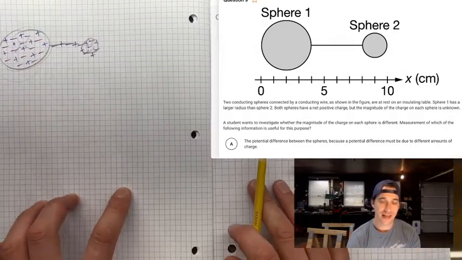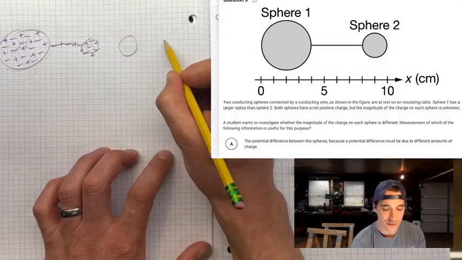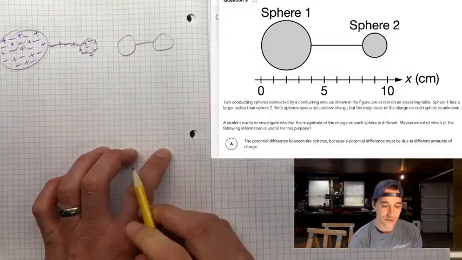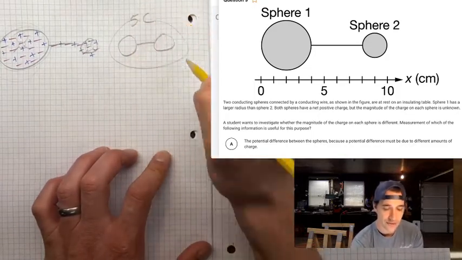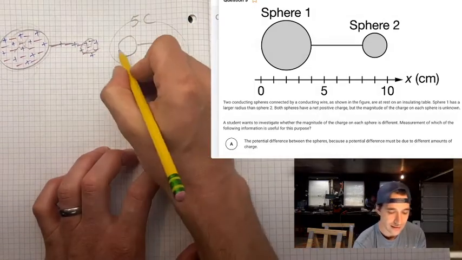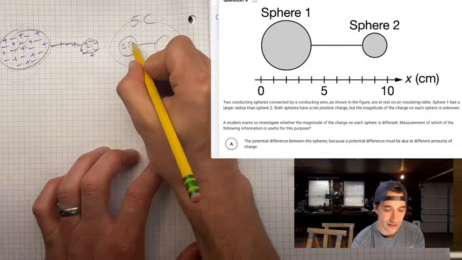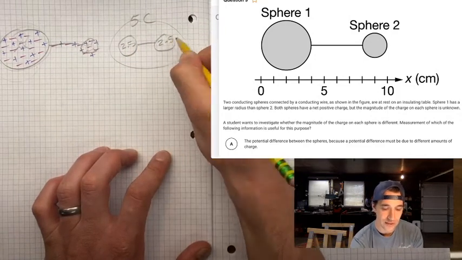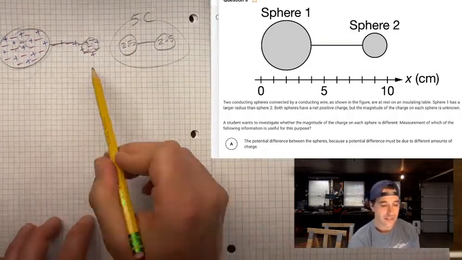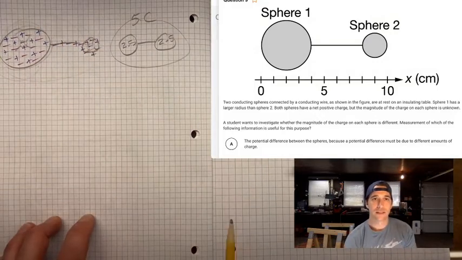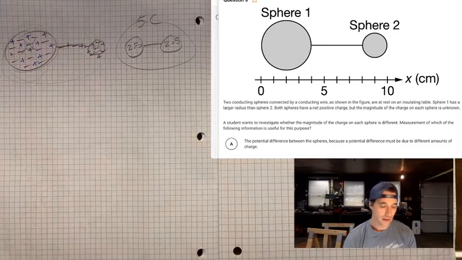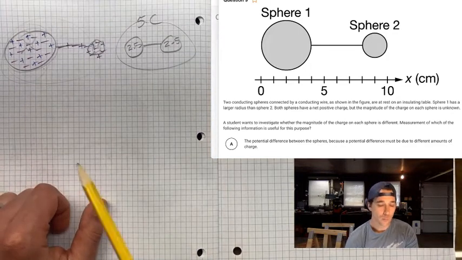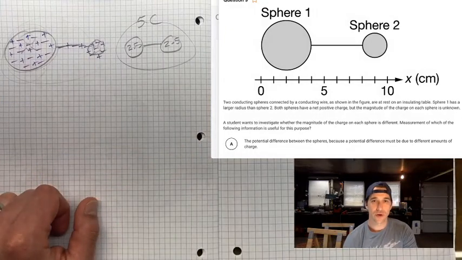Usually we see this a lot when we have equal sized spheres, right? If these spheres are equal and we know that there's a net charge of those 5 coulombs, like I said before, well, that would mean that there's 2.5 coulombs here and 2.5 coulombs here. Well, that's no longer the case when we have unequal sized spheres, right? Well, what's going to happen? Which sphere is going to have more charge?